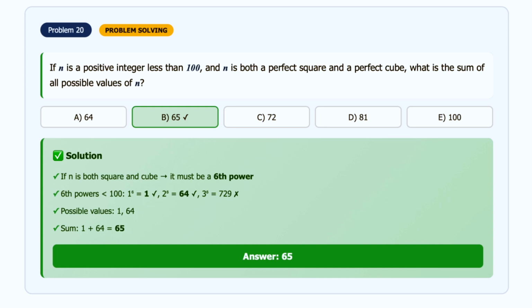Finally, problem 20. If n is a positive integer less than 100, and n is both a perfect square and a perfect cube, what is the sum of all possible values of n? Here's the key insight. If n is both a square and a cube, it must be a sixth power. Find sixth powers less than 100. 1 to the sixth is 1. 2 to the sixth is 64. 3 to the sixth is 729. Too large. So the possible values are 1 and 64. Their sum is 1 plus 64, which equals 65. The answer is B.